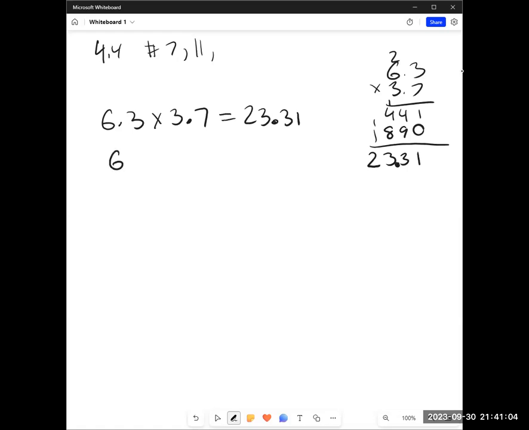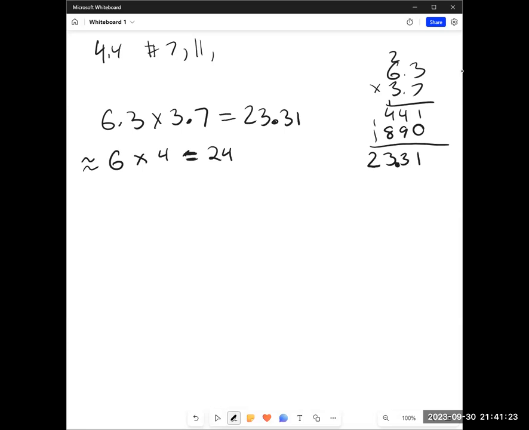Now we're going to estimate that by rounding each factor to the nearest whole number. So this is about 6, and this is about 4. So that's going to be 24. And there we go. There's our estimation for our first problem that's like number 7.